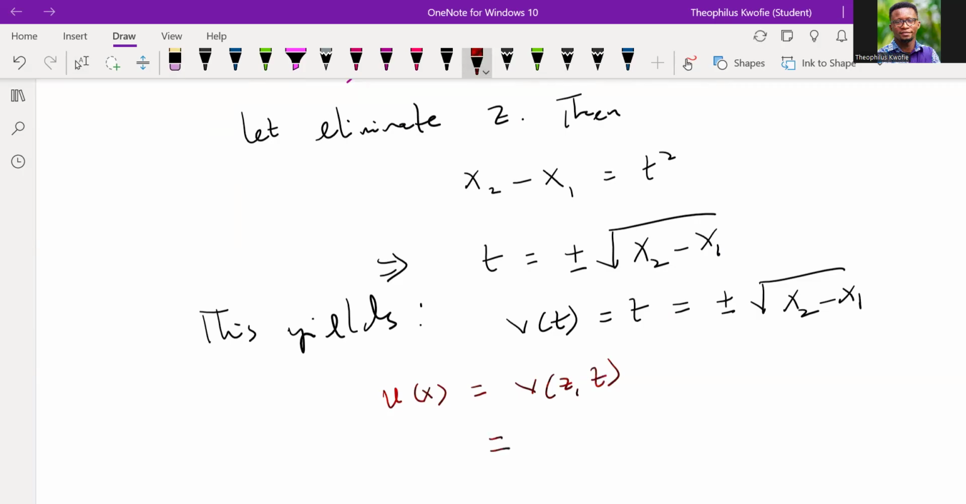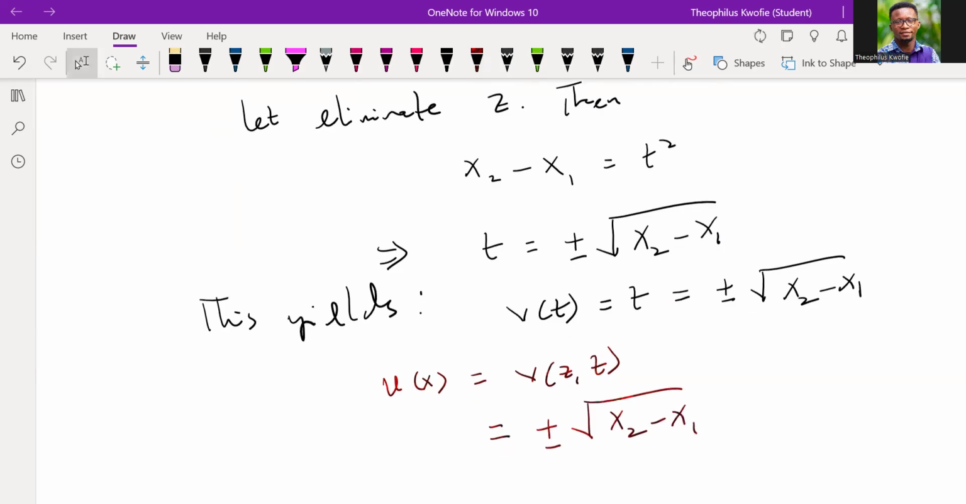So it just means that my U of X will be the same as what? Your X2 minus X1. So you're going to have two solutions. The positive sign and the right side will be the solution for the given U, okay? So we have two solutions, right? So these are very important areas that I believe we do not want to miss.